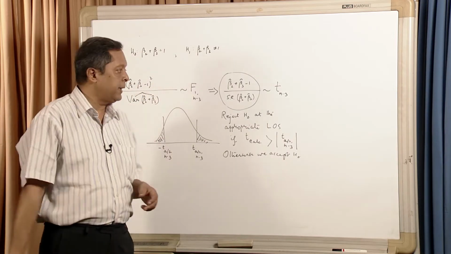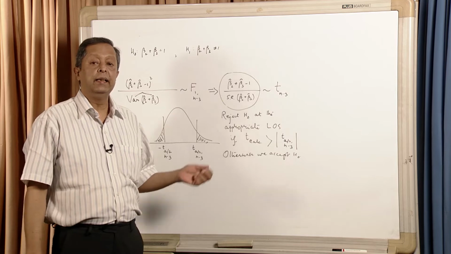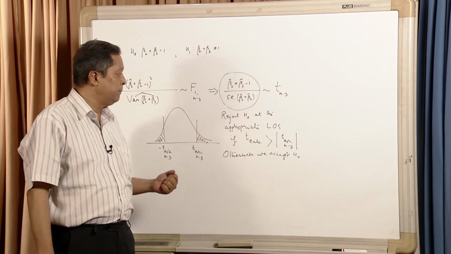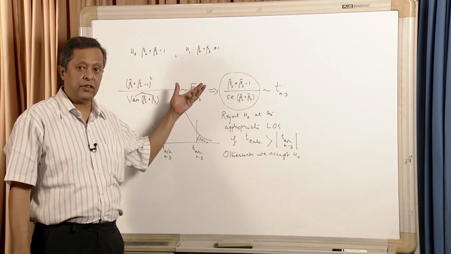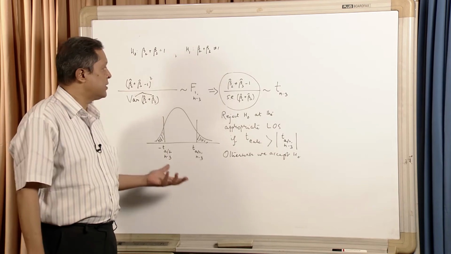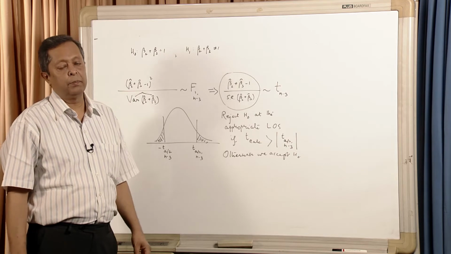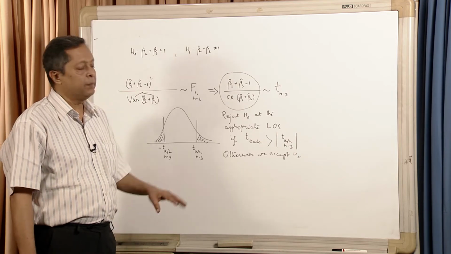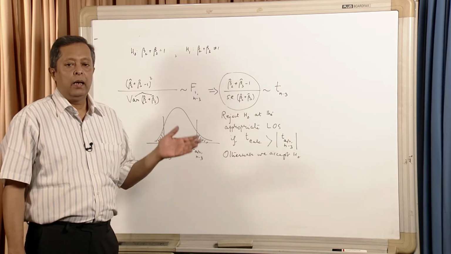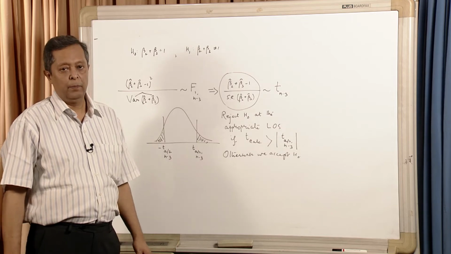Next, we will look at an operationally easy way to handle not only this kind of a test, but other tests involving more than one coefficient in the multiple linear regression model, and that approach is called the restricted least squares approach.